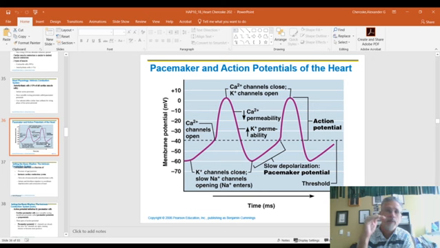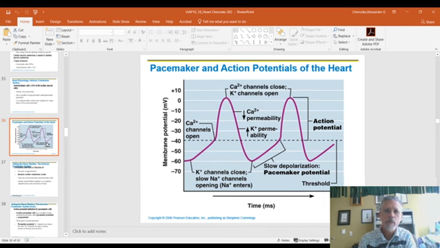At about -55 millivolts is where the voltage-gated sodium channels open up. So we have that massive movement of sodium into the cell that depolarizes it. And then the potassium ions leaving the cell repolarize it.